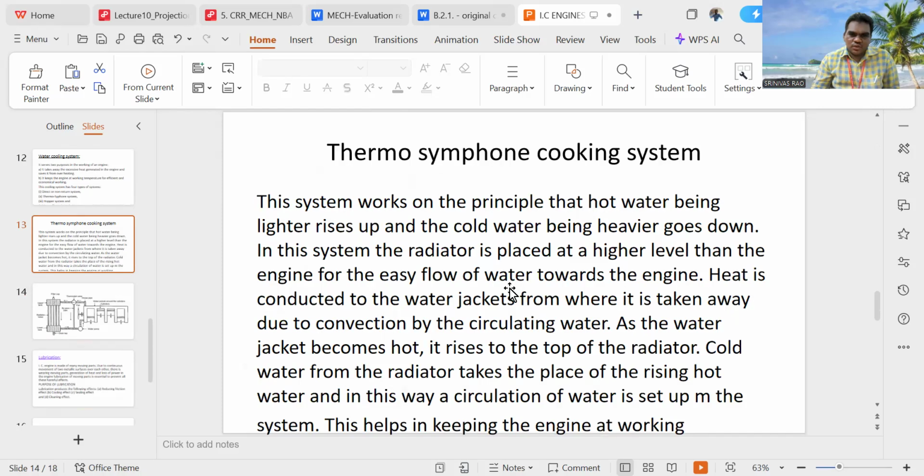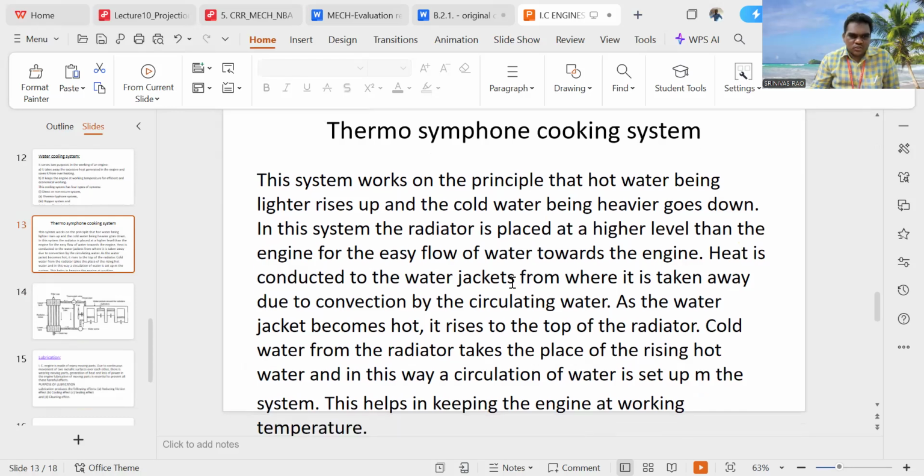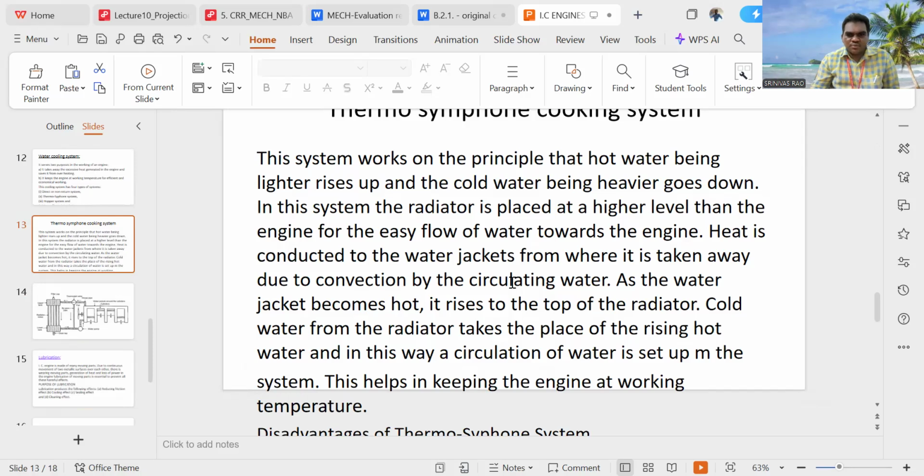I hope you all understand what the cooling system is, what the advantages of a cooling system are, what the requirements of a good cooling system are, and the different types of cooling systems generally used in internal combustion engines. So that's it for today. Tomorrow we will discuss different types of lubricating systems used in internal combustion engines.